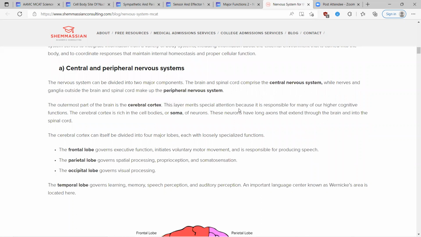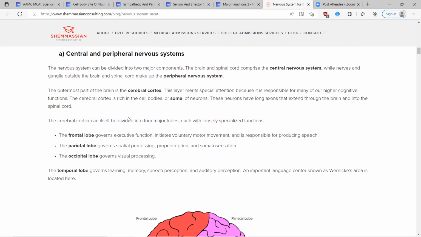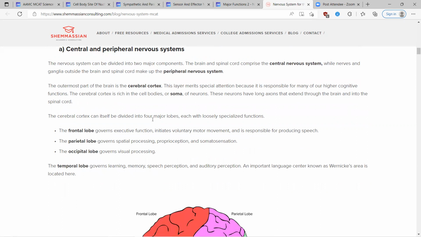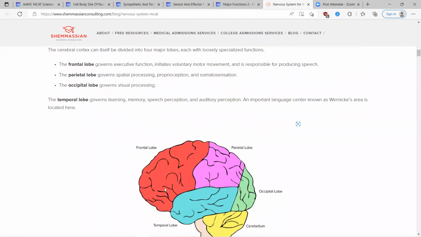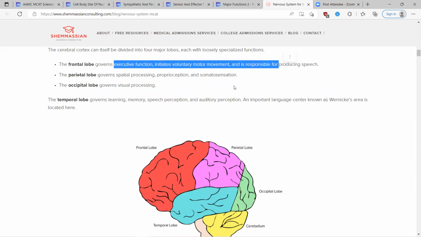And the outer part is, well, I guess you could say it's the most important part because it has a lot of our higher function processing, right? The higher function processing that we have in the frontal lobe, you'll see it's the largest part, right? Because it's all about executive function, voluntary movement, motor movement, right? And produces speech. This is where a lot of our thinking and planning happens.